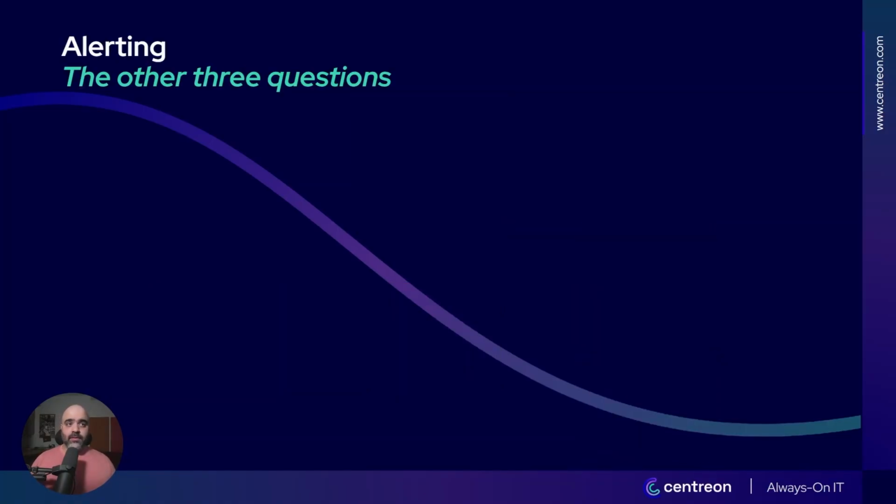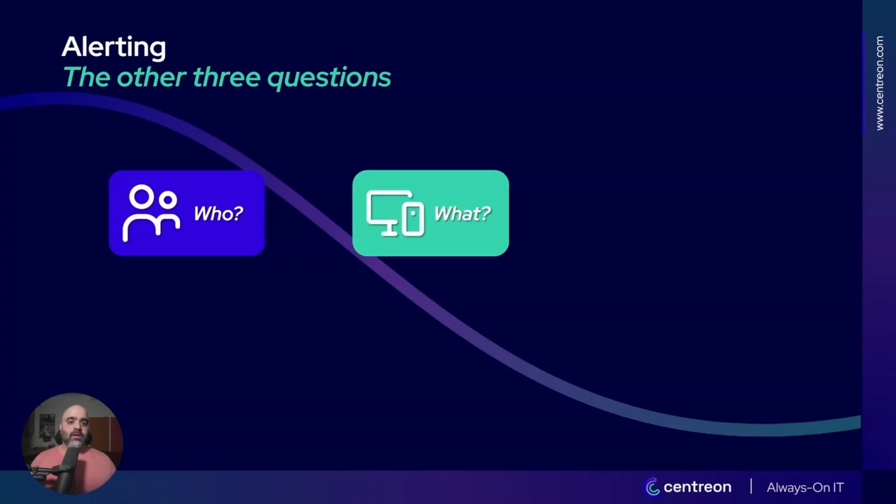Then you have another 2 questions that you need to ask yourself. The first one is who? Who is going to receive the notifications? Is it a person? Is it a group of persons? Is it a service? Is it a platform, another equipment, an application? And what? I mean, in the sense of what is going to be the object of the notification? Is it going to be a service? Is it going to be a host? Is it going to be a group of hosts?